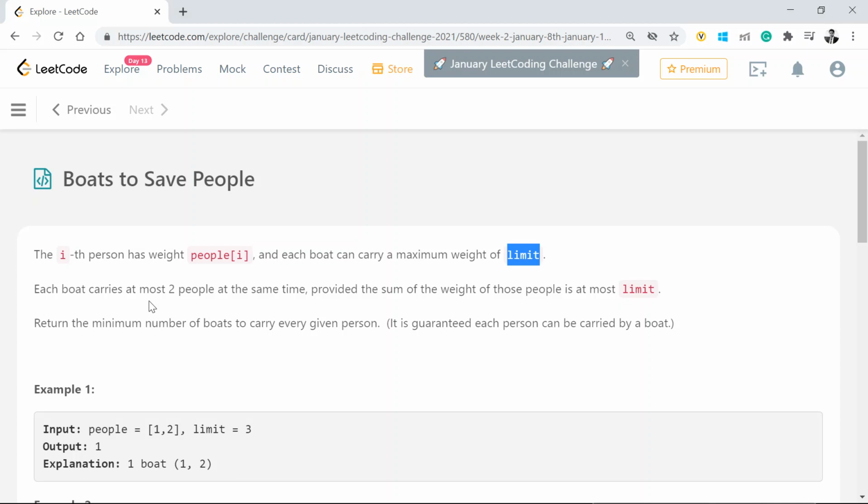Each boat carries at most two people at the same time, provided the sum of the weight of those people is at most the limit. So a given boat can carry a maximum of two people and their weight should not be greater than the limit. Now we need to return the minimum number of boats to carry every given person. It is guaranteed that each person can be carried by a boat.